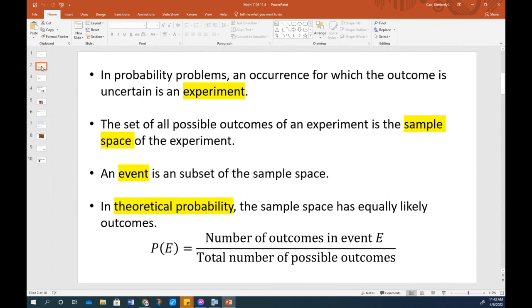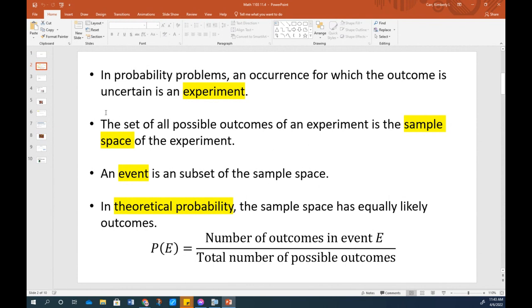In probability problems, anything where you're not absolutely sure of what's going to happen is called an experiment. So an experiment in probability is not the same as an experiment in science class. We could say that rolling a die is an experiment because you're not sure what's going to land up, okay?